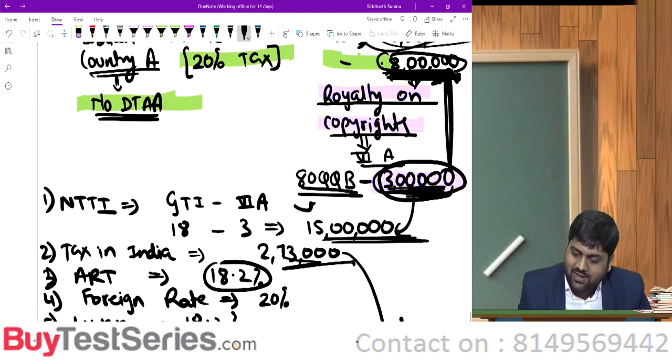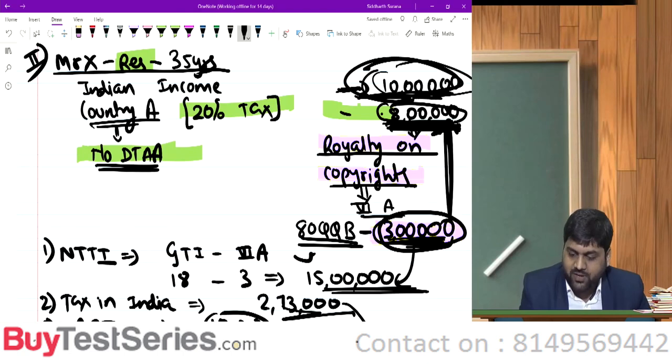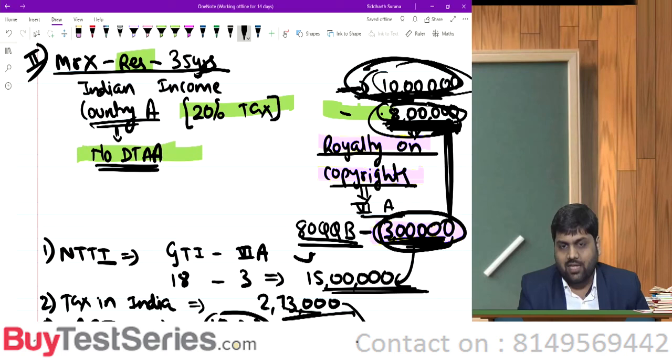So when it is directly related, subtract everything and bring the net amount. When it is not directly related, give first preference here. If left, then subtract here, and that will become your amount eligible for relief. So be very, very careful.